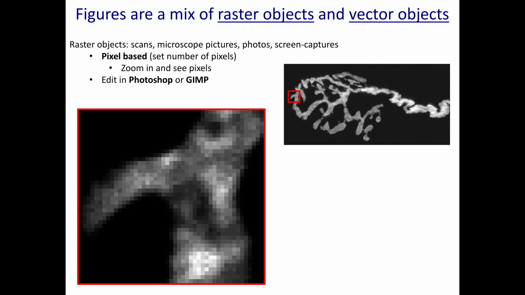These type of objects are ones that we edit in Photoshop or GIMP. We're not really going to talk about editing raster objects in part one of this series, but we will get into it in part two. You'll recognize them by their file type extensions, for example, TIFF, PNG, JPEG, and BMP. These are all raster objects. These are all image files.